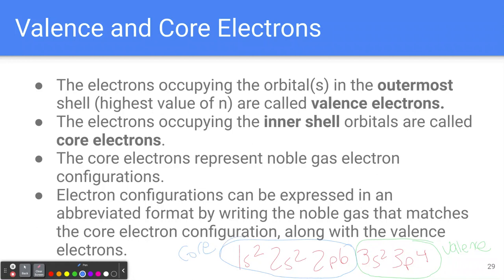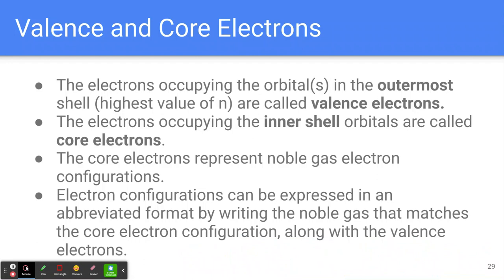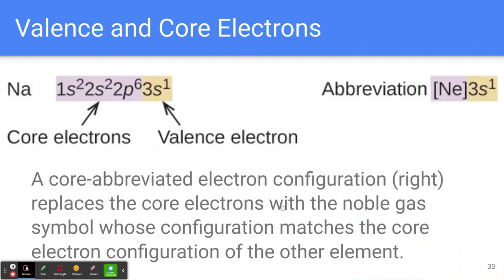Now, we will never lose our core electrons. Those will never be allowed to be lost. But our valence electrons, we could lose those if we needed to. And so those valence electrons are what are involved in bonding. And so the core electrons represent a noble gas configuration, and those valence are what are involved in bonding. If we take a look at what it looks like, again, this is sodium here. 1s2, 2s2, 2p6, that's the electron configuration of neon. And so we can abbreviate those configurations if we need to.